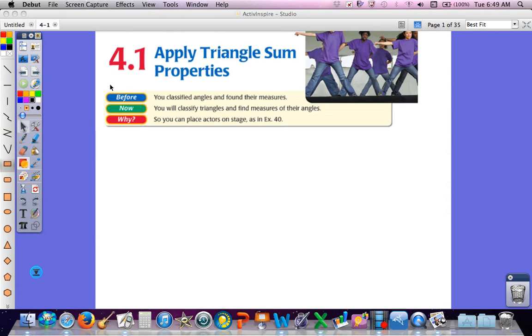I'm trying something new. You have guided notes, so I want to get this video up before the lesson so you can start looking through it and fill in your guided notes. If you look at your guided notes, the top line says 4.1, apply triangle sum properties, and it says now classify, so that's where this is coming from. Now classify triangles and find measures of their angles. So that's what we're going to do today, and make sure you have those appropriate lines filled in.